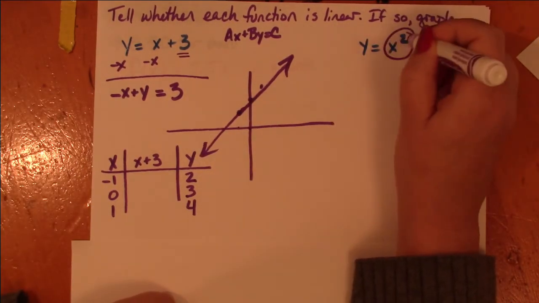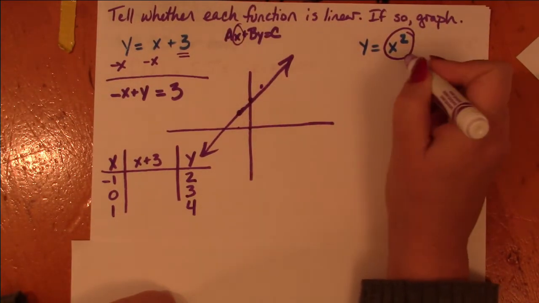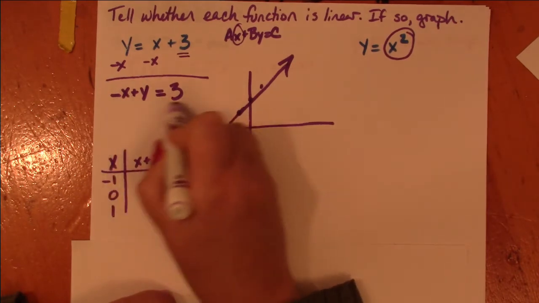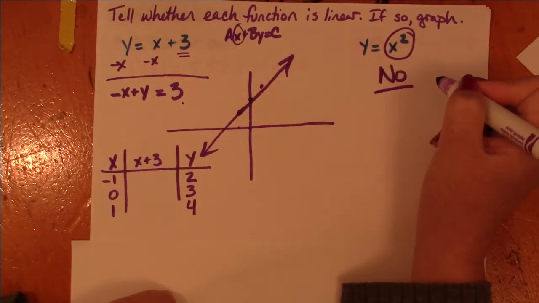Y equals x squared. X squared is not found in standard form. We're not going to be able to rewrite this into standard form at all, so this is not a linear function.